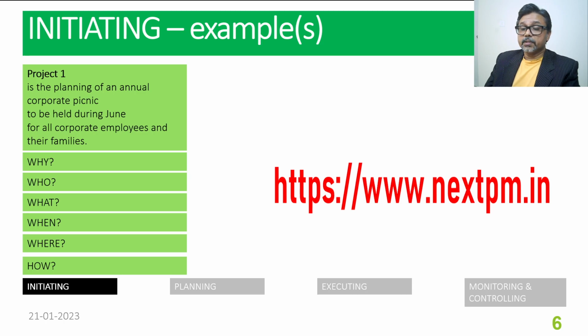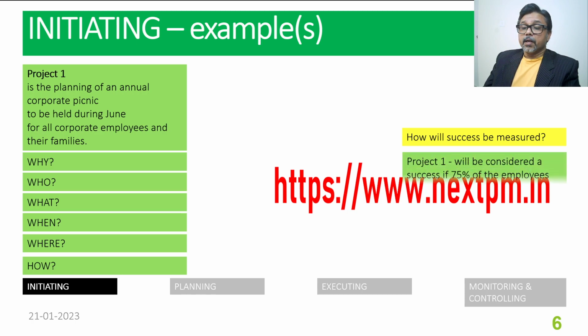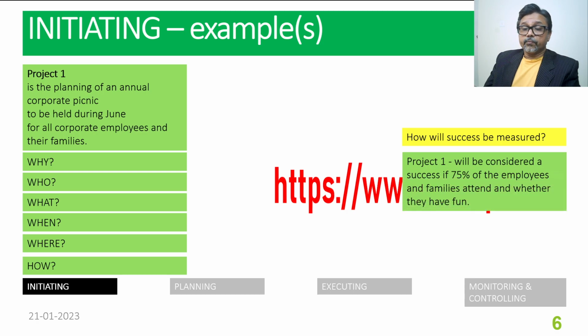Now, we need to make the project a success, and there should be criteria. That has to be agreed before we actually undertake the project and execute it. The project will be considered a success if 75% of the employees and families attend and have fun. This annual corporate picnic can be considered a success if 75% of the employees aimed at and their families attend, and when they have fun.